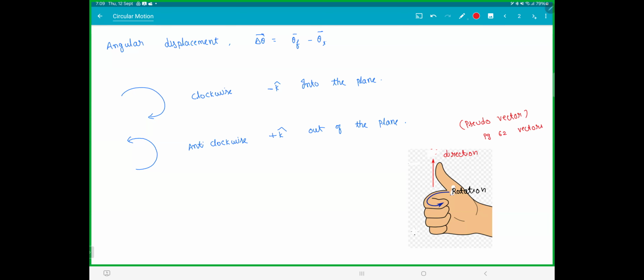So the thing is, when it goes in a circle, there will be infinite directions. So it becomes very cumbersome to define. But let me define it more ways. Curl of the fingers gives you the rotation. Curl of the fingers gives the rotation, and thumb gives you the direction.